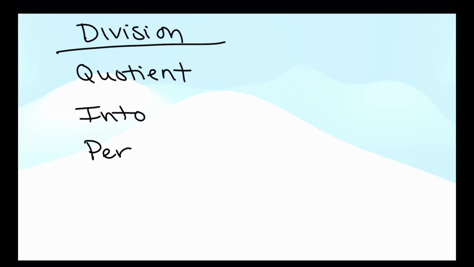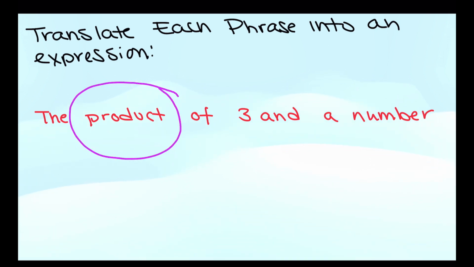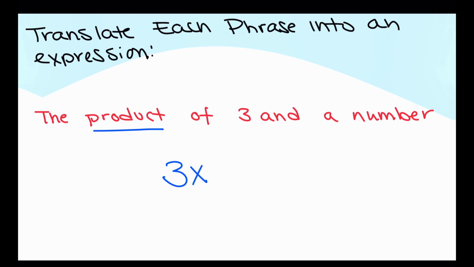So let's take a look at some examples. Let's see if we can translate each phrase into an algebraic expression. The product of 3 and a number. So the key word here is product, and that means multiplication. So we're going to multiply the number 3 with some unknown number, and we'll use a variable for a number. We could use x, or we could use any letter we want. So the product of 3 and a number can be written as 3 times x.